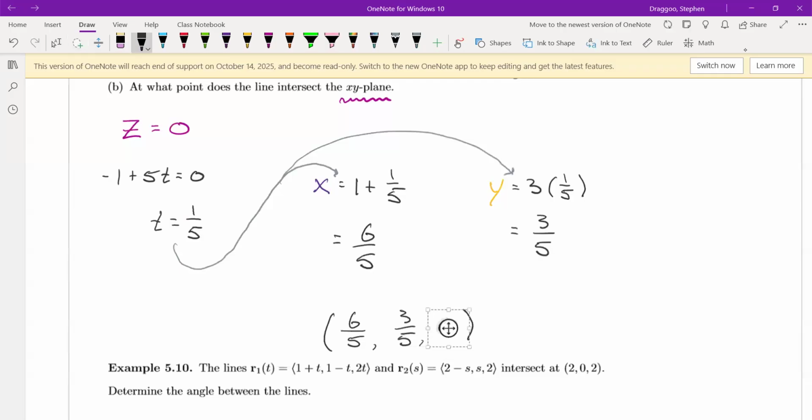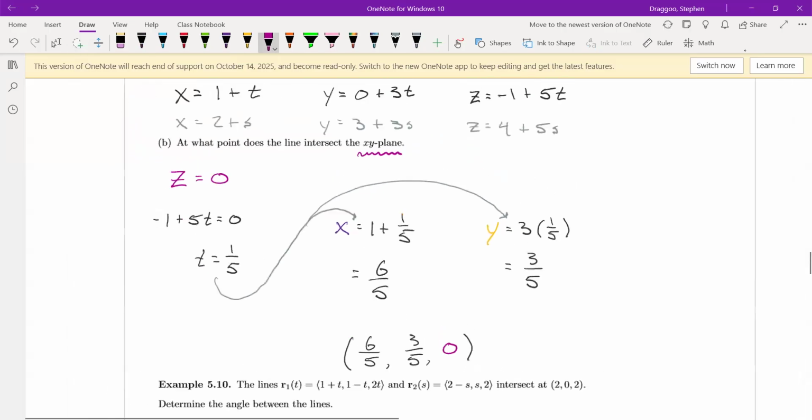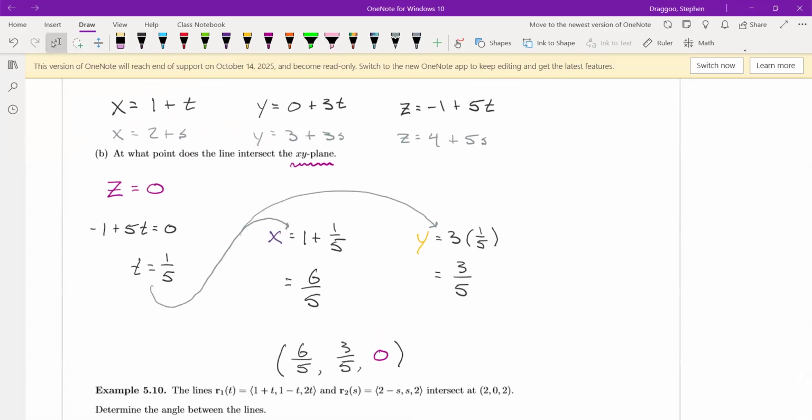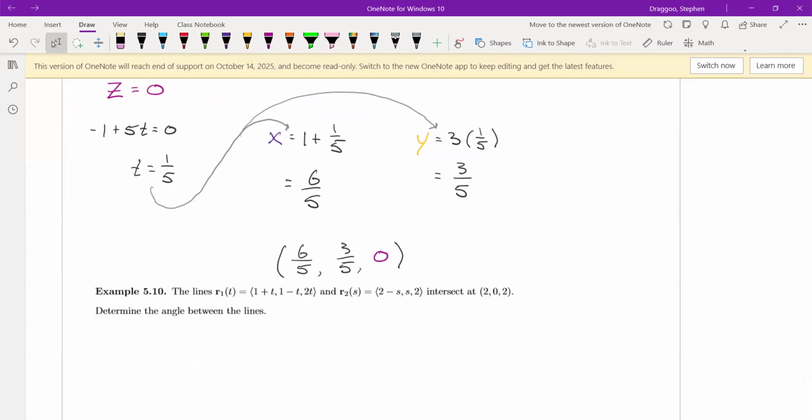1/5 was just the value we got for t, not for z. So just be careful with that. The whole point was that this point is in the xy plane, meaning that z is equal to 0. So just be careful that you don't accidentally plug your parameter in for exactly one of x, y, or z, unless that's what your parametric equation tells you to do.